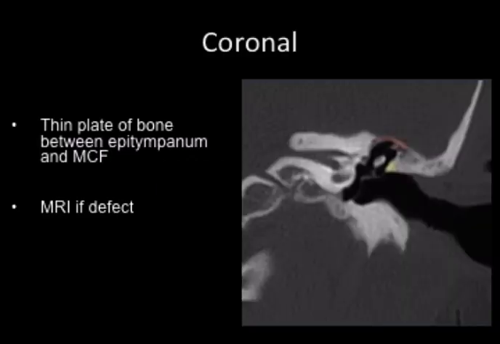Tegmen tympani, again, this is just the roof of the middle ear, so it's here, and you need to use the coronal. And this is obviously the inferior temporal lobe, or the middle fossa. And if you've got a defect here and you've got an encephalocele, then you should do some thin section coronal MRI, usually T1 and T2, to assess the encephalocele better.